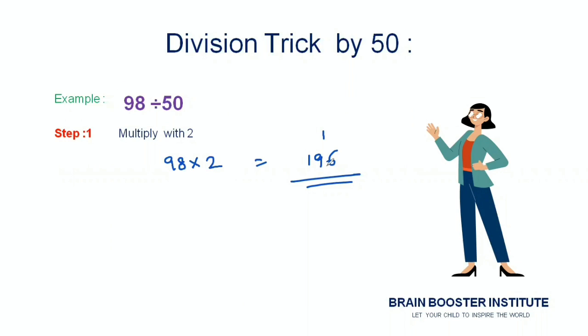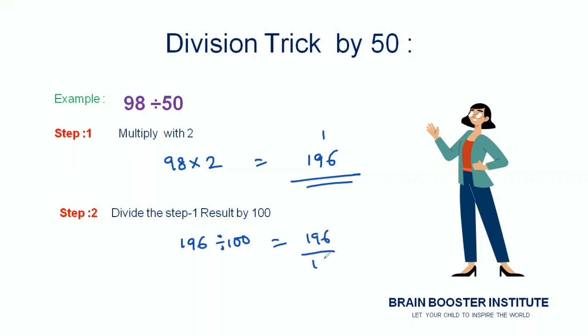Result of step 1. I hope you understand. Right? So now, next step, what is it, my friends? Divide the step 1 result by 100. So the step 1 result is 196, and we divide by 100. That means nothing but 196 by 100.